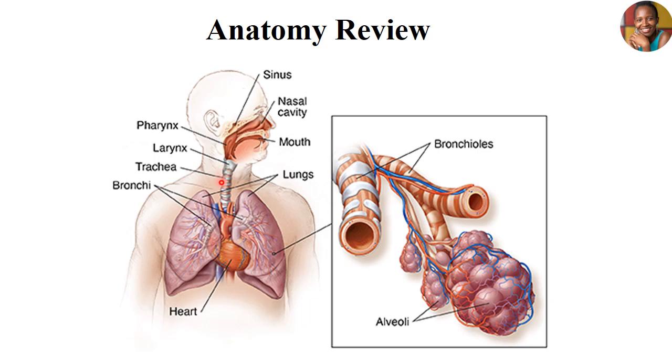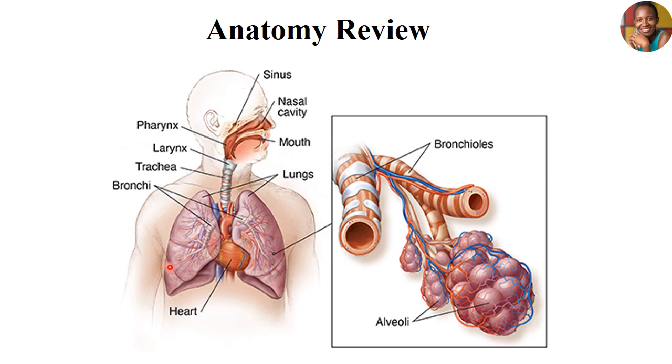And then we go to the trachea. From the trachea, we divide into two branches of the bronchus, the left and the right bronchus, and the bronchus gets to access our lungs. In the lungs, we have different lobes, whereby on the left lung we have two lobes, and on the right lung we have three lobes.